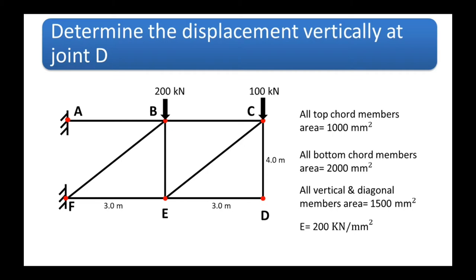Now this is the problem: determine the displacement vertically at joint D. Here we have to find out the displacement at D vertically. So these are the data: all the top chord members area is equal to 1000 mm square, all bottom chord members area is equal to 2000 mm square, all vertical and diagonal members area is equal to 1500 mm square, and E is equal to 200 kN/mm square. Now the span is 3 meter, and here height is 4 meter.